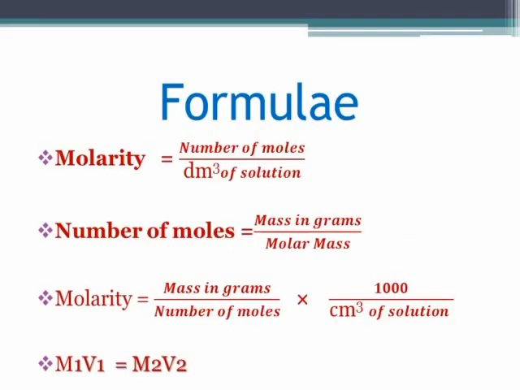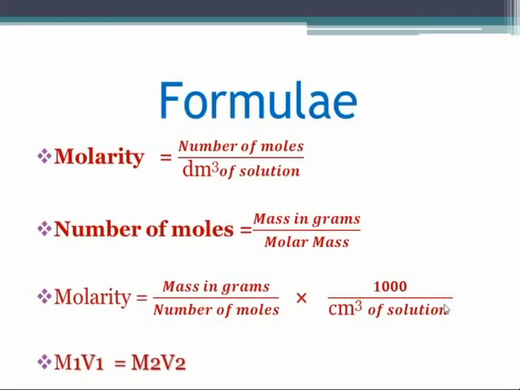Now at the end we will see again which formulas are used in the numericals related to solutions. So main formulas are: number 1, molarity is equal to number of moles divided by decimeter cube of solution. Number 2, number of moles is equal to mass in grams divided by molar mass. Number 3, molarity is equal to mass in grams divided by molar mass multiplied by 1000 divided by centimeter cube of solution. And number 4 is M1V1 is equal to M2V2.